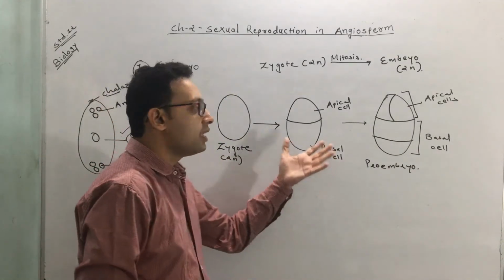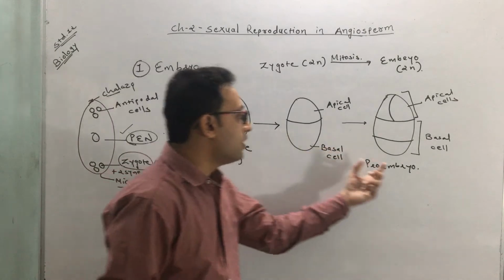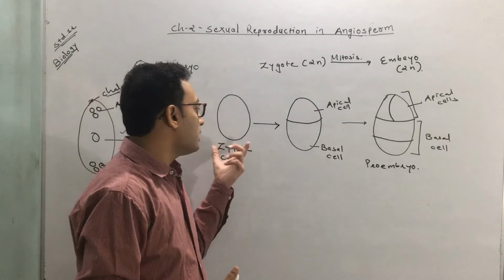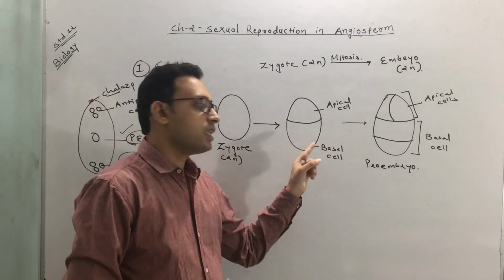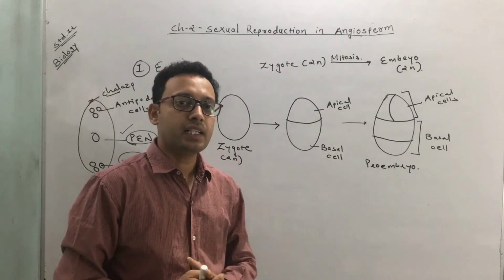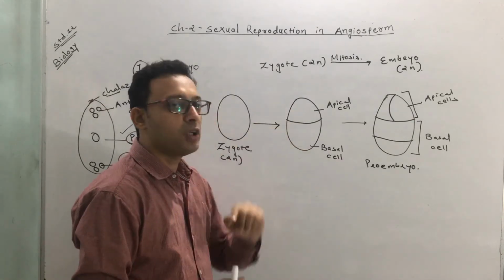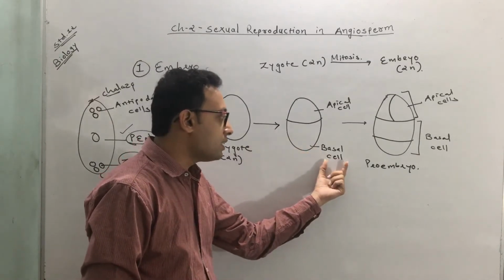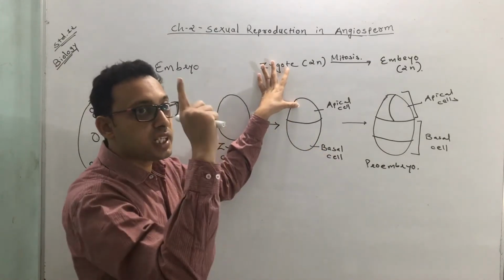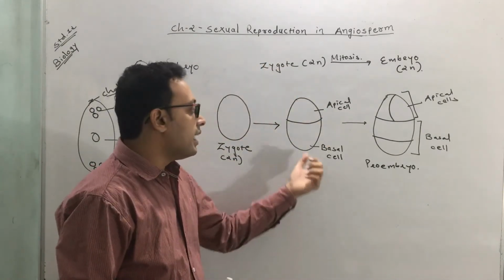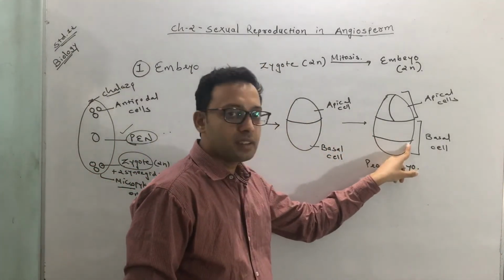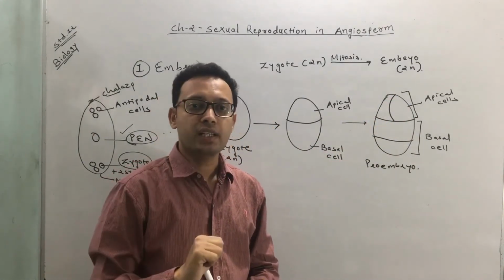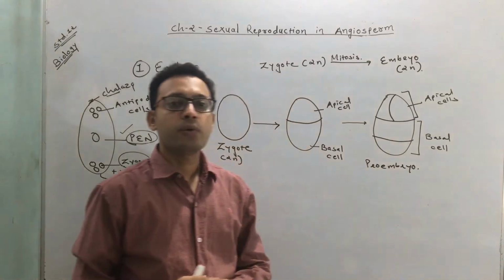This is the first step in embryo formation. Zygote converts to a proembryo. How does the zygote convert to a proembryo? The zygote cell divides transversely and unequal cell division occurs. So that's why one large cell and one small cell are formed. The large cell present towards the micropyle is called the basal cell. The small cell towards the chalaza is called the apical cell. Now this basal cell divides transversely and the apical cell divides vertically, and it forms a group of 4 cells, and this group of 4 cells is called the proembryo.